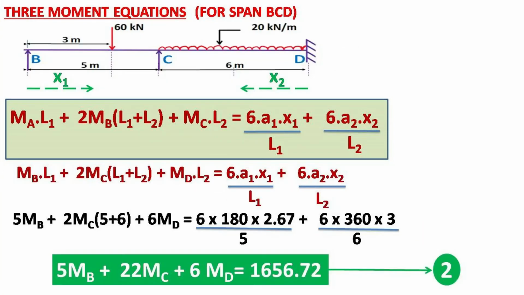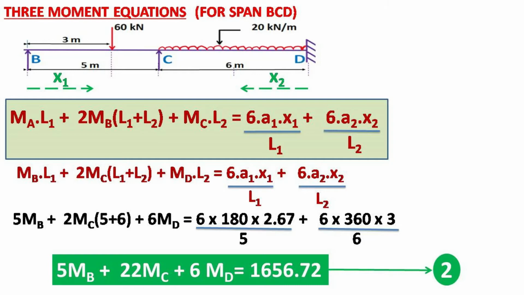Slide 8. Now, consider span BCD. The 3-moment equation becomes MB times L1 plus 2MC times L1 plus L2 plus MD times L3 is equal to 6A1 x1 by L1 plus 6A2 x2 by L2. Considering span BC as 1 and CD as 2, we are substituting all the known values in the equation.